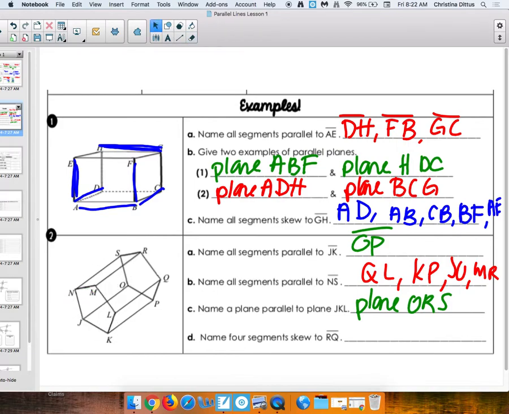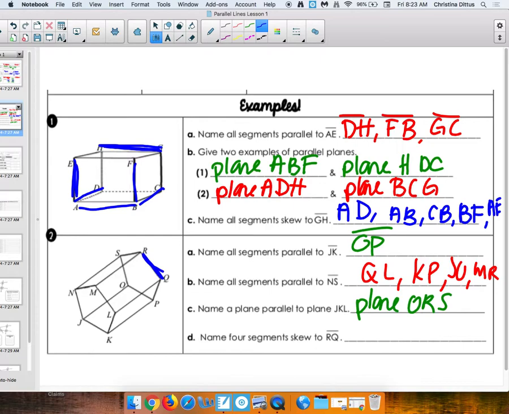Okay, now the tricky part, our skew stuff. RQ is a part of the side of my roof, the part of my back. Give me some things that are skew to RQ. LM.